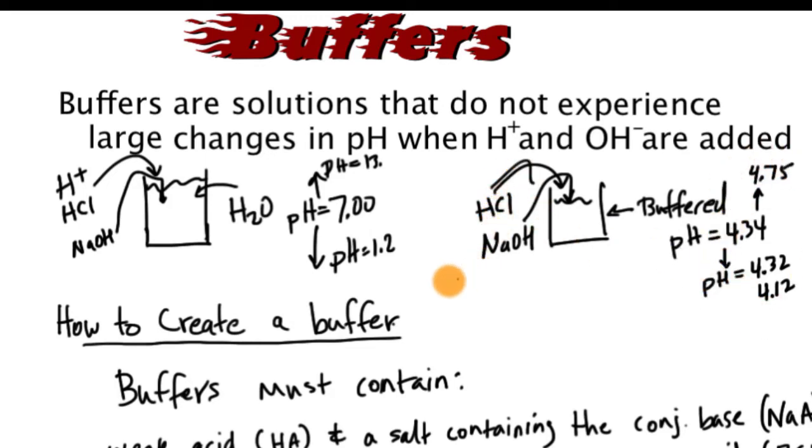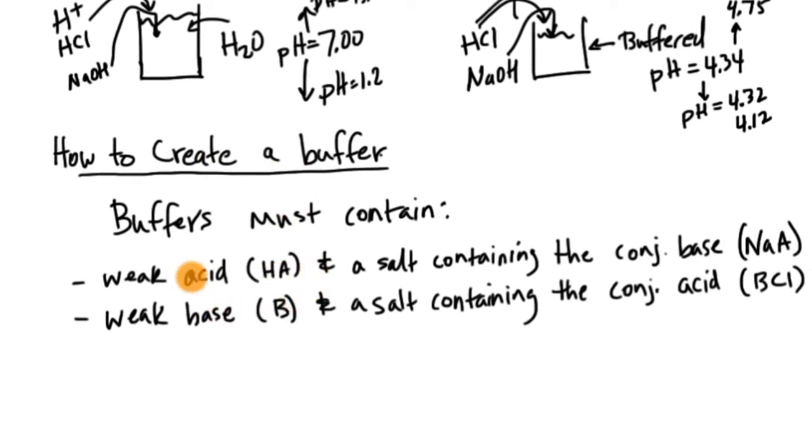Okay, so how do you create a buffer solution? Well, to create a buffer solution, you have to have one of two setups. This is what's considered an acidic buffer. Okay, so this would be my acidic buffer, and an acidic buffer would have to have something like a weak acid, okay, and a salt containing the conjugate base of that weak acid. So, for example, let's do an acidic buffer example. What I would have to do is I have to choose a weak acid.